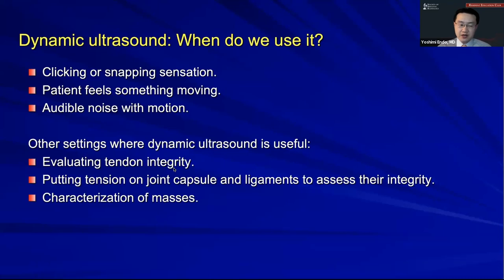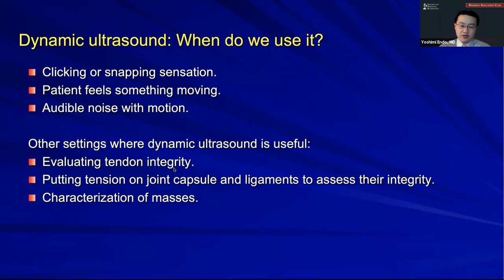So when do we use dynamic ultrasound in musculoskeletal imaging? I think dynamic ultrasound is very useful in patients who come in with musculoskeletal issues, because not uncommonly patients present with things that occur with motion. They may present with a clicking or snapping sensation, or they may feel something moving in their joint or extremity, or they may hear a noise when they're moving their limb. All of those entities require the patient to be moving their body part in order to elicit their symptoms. So this is really best evaluated with ultrasound, where you can move the body part in real time. This is not possible in other modalities where the patient has to be lying still, like an MRI or a CT scan.